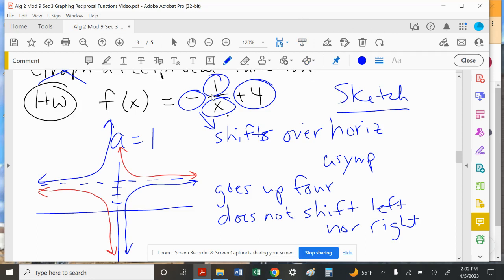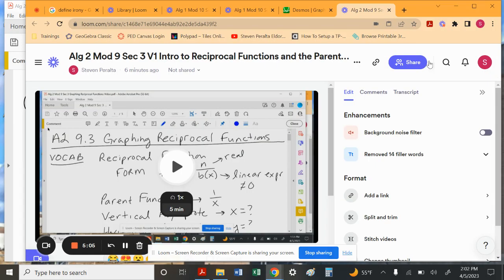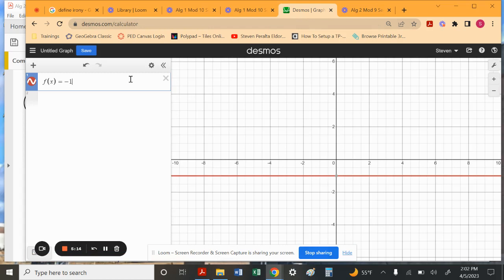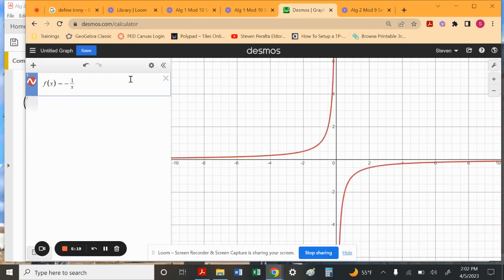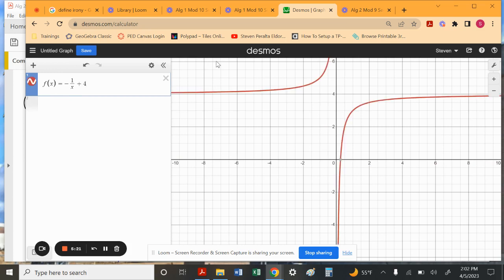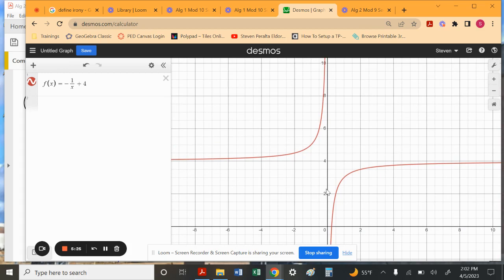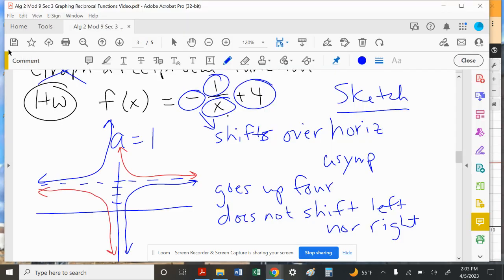So -1 over x plus 4, so we're going to go over to Desmos. We're going to type in f of x equals -1 divided by x plus 4. And notice what it does here. We're going to kind of move that down. Notice that we said it looks like this and like this. We have a general idea of what the sketch looks like, and we can see that, pretty good guess. That's what I want you to do.